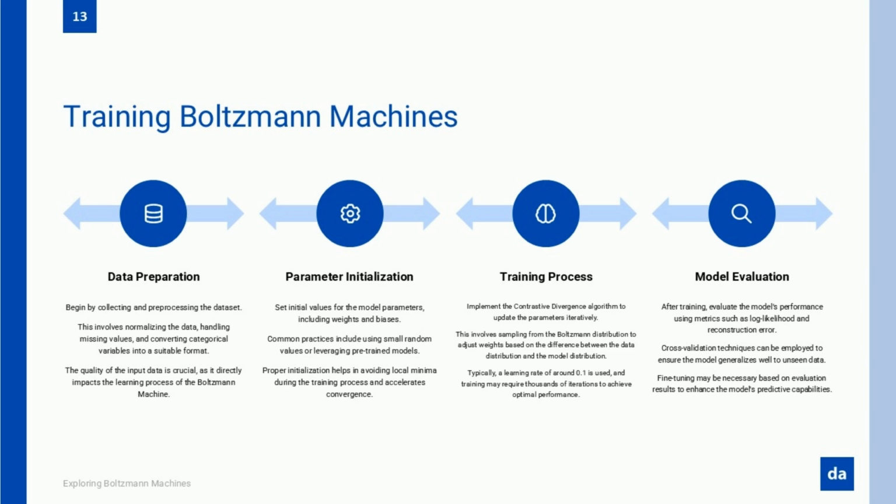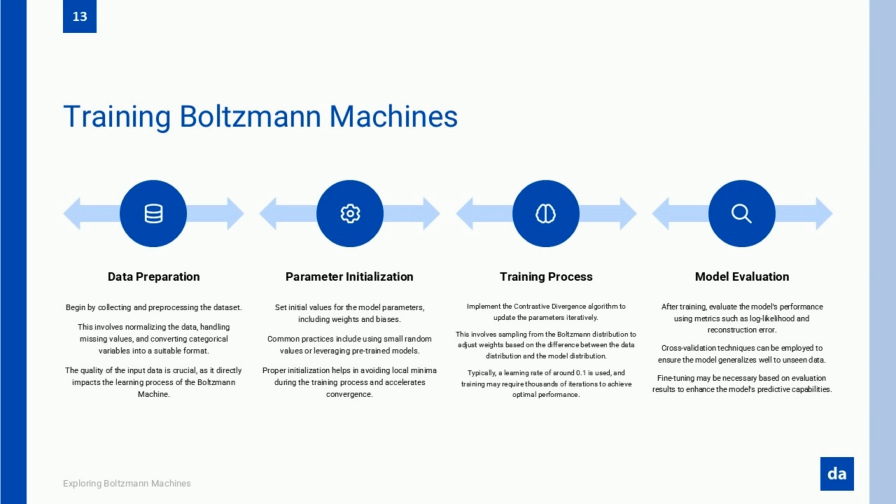The first step in training a Boltzmann machine is data preparation. The quality of input data plays a huge role in how well the model performs. The data needs to be normalized, structured, and sometimes pre-processed to remove noise, ensuring that the Boltzmann machine can learn meaningful patterns rather than random fluctuations.